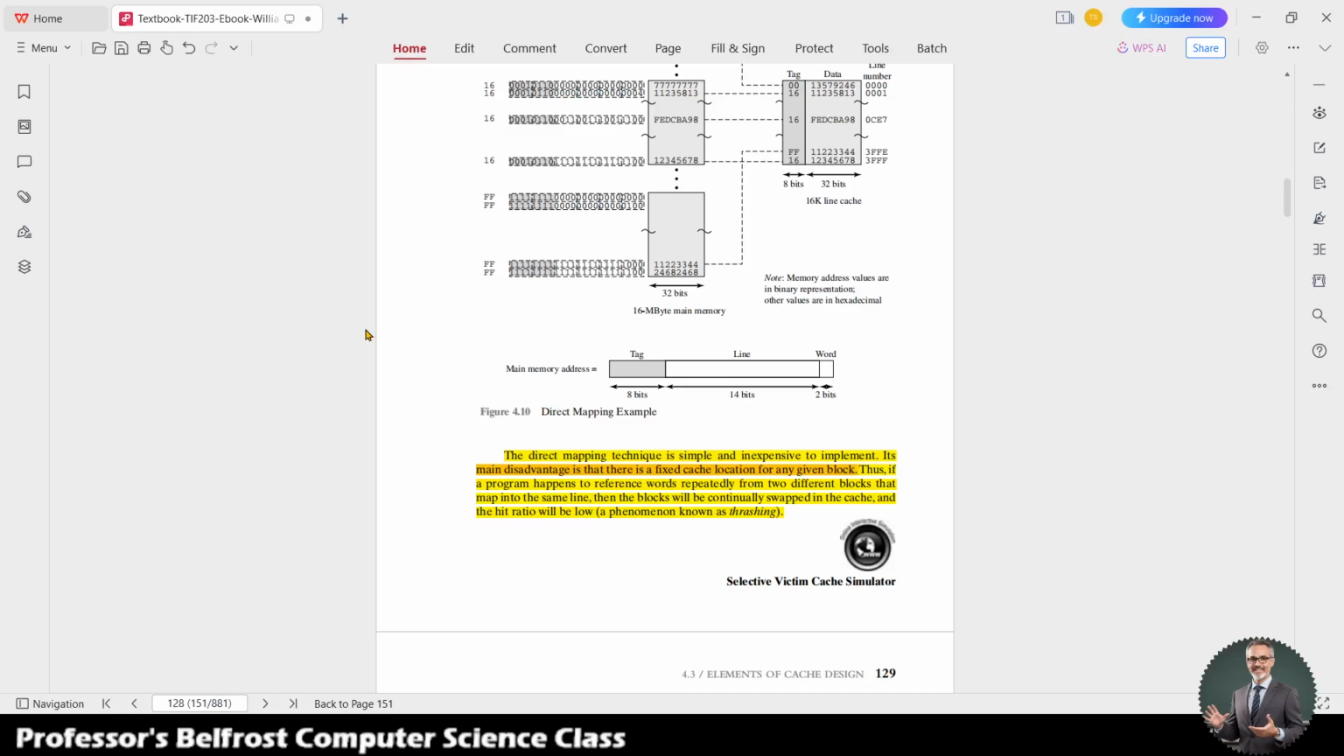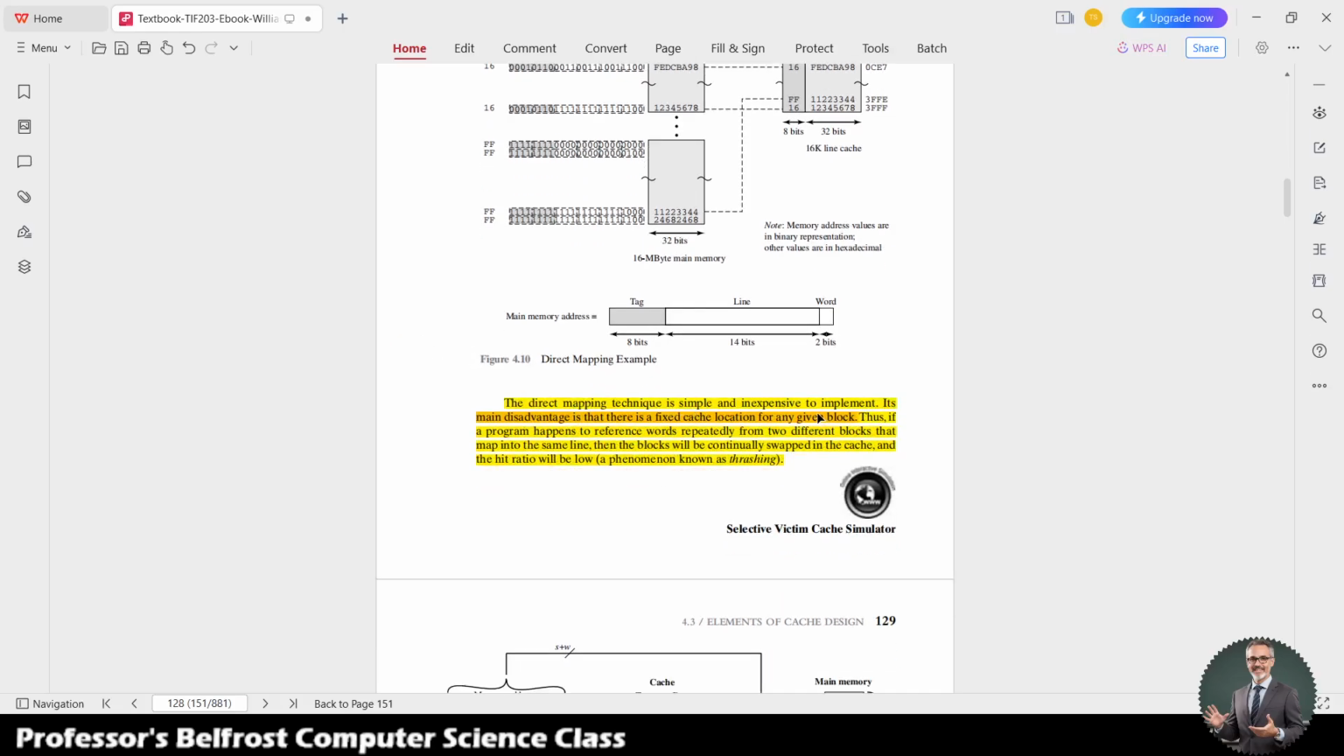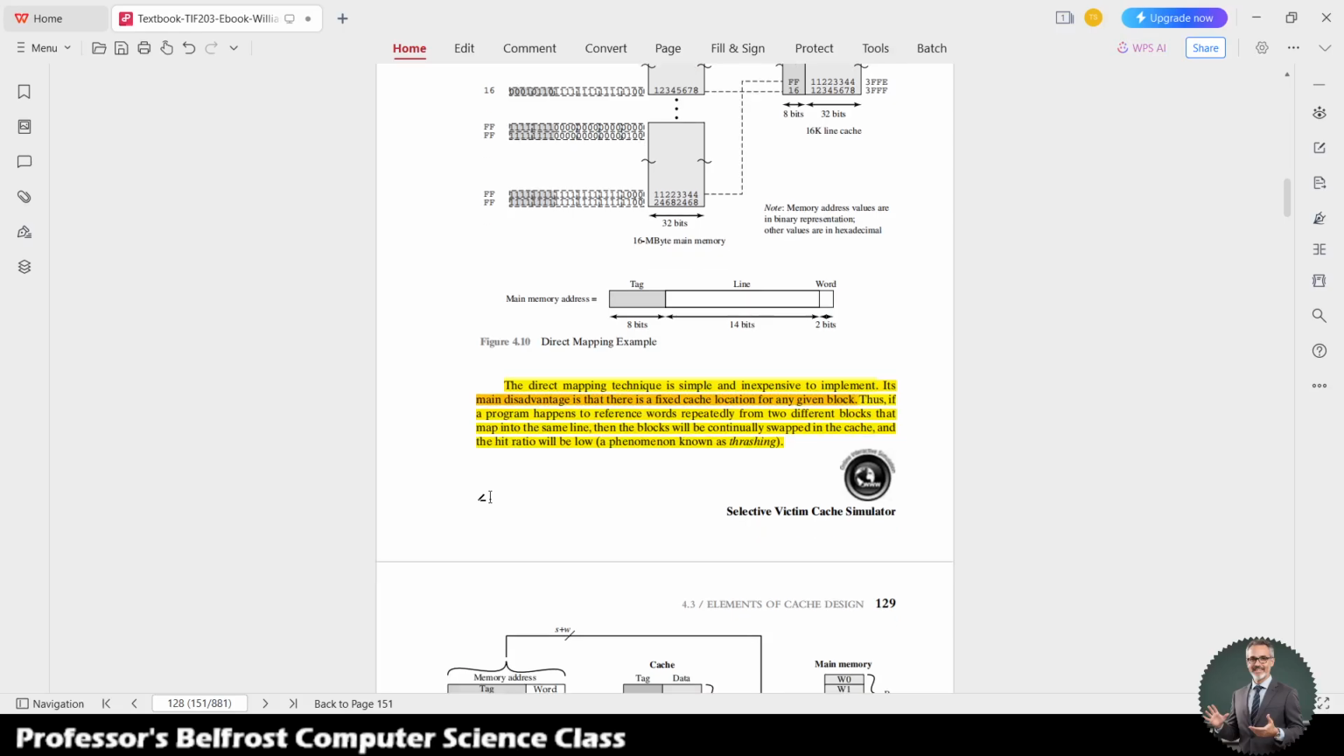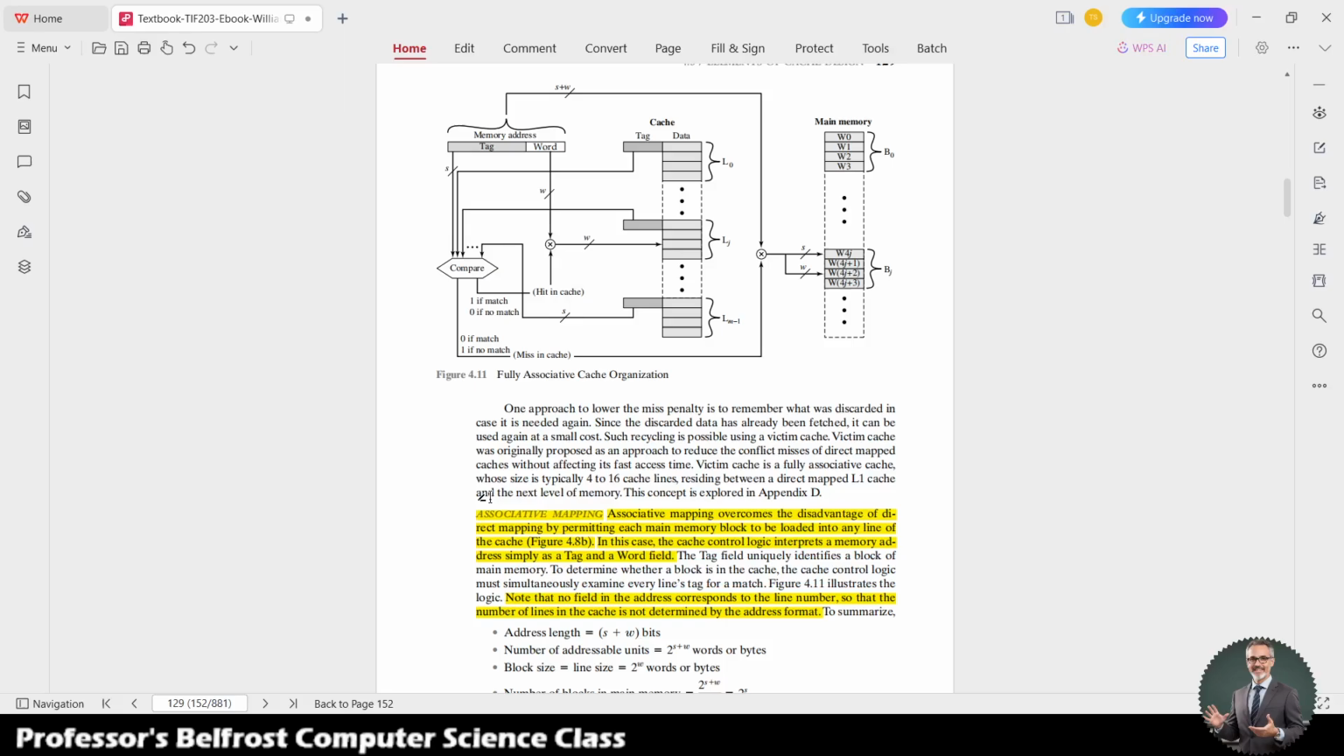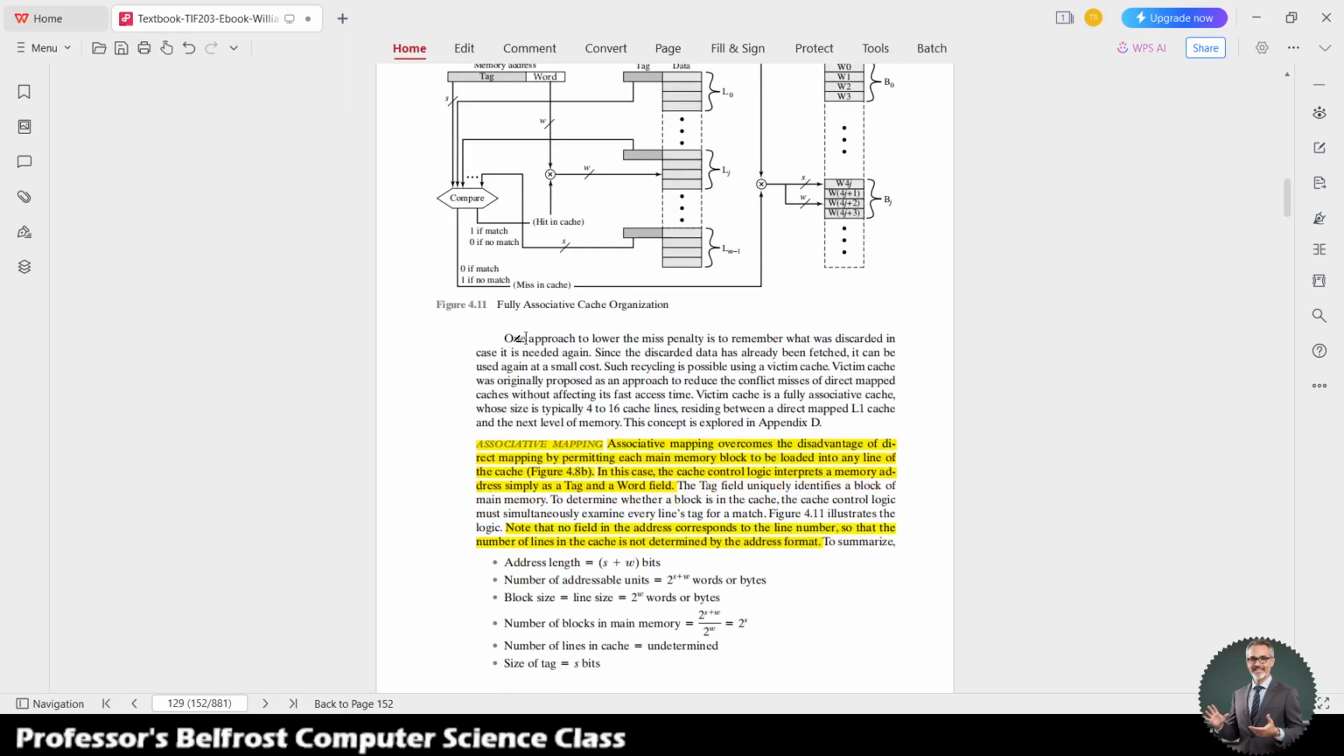The direct mapping technique is simple and inexpensive to implement. This is the advantage, very clear. But the disadvantage is that there is a fixed cache location for any given block. So if a program happens to reference words repeatedly from two different blocks that map into the same line, then the blocks will be continuously swapped in the cache, and the hit ratio will be low, which is called thrashing. One approach to lower this kind of penalty is to remember what has been discarded in case it is needed again. Since it has already been fetched, it can be used again at small cost.